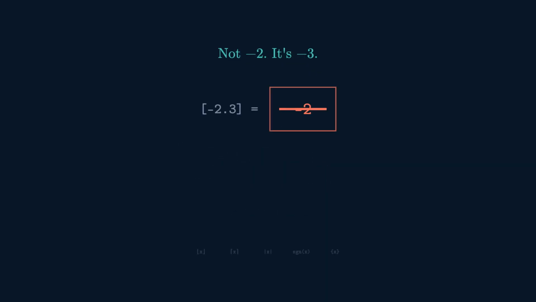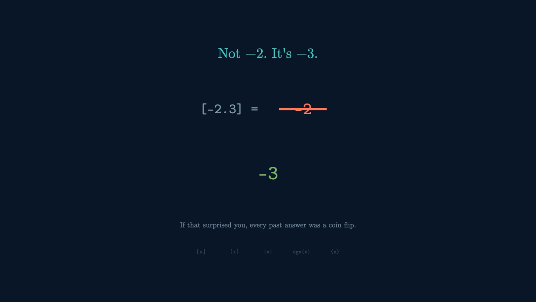Quick one. What's the greatest integer of negative 2.3? Don't overthink it, just answer in your head. Got it? Hold that thought, because there's a decent chance you're wrong, and it's not your fault. There are 5 functions that chop up the number line, and honestly they're all the same idea wearing different hats. It's not negative 2. It's negative 3.